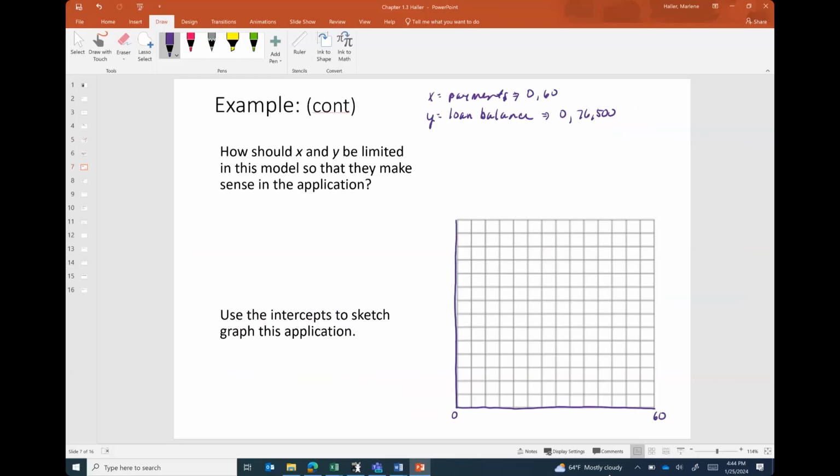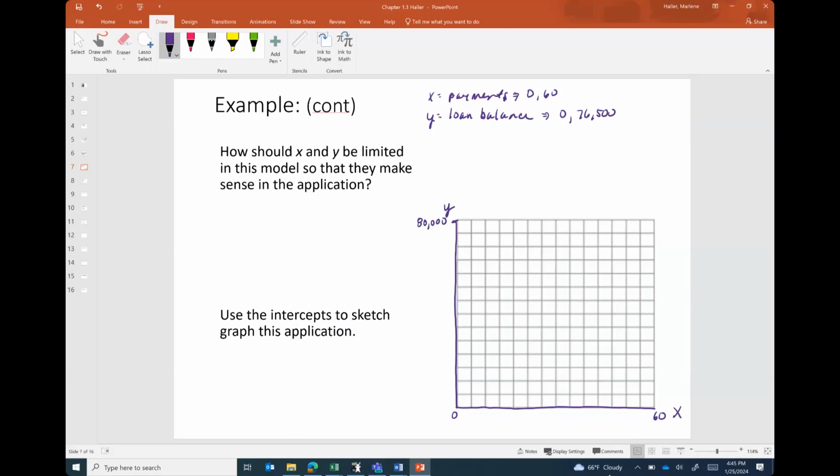So let's see. This is our y-axis. Y is up here. I think I'll make my high value an even number. I think I'll just make it a little bit bigger. I'll say it's going to be 80,000. All right. Now, I know my intercepts, so I can then use them to sketch the graph of this function.